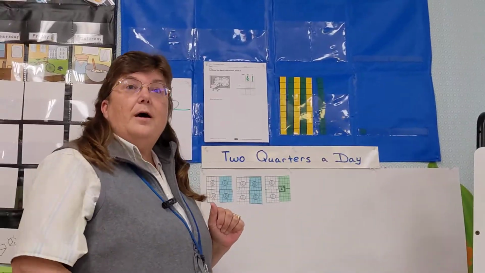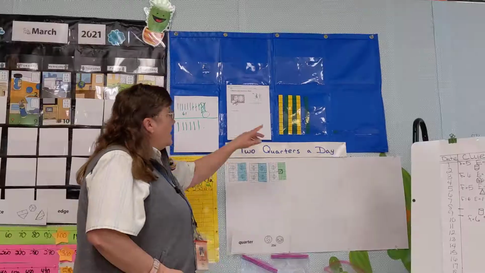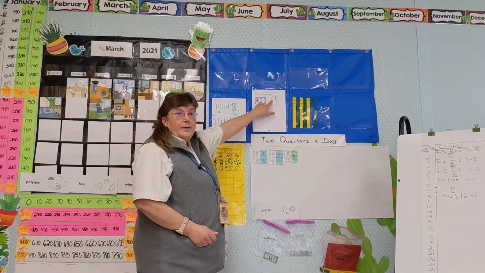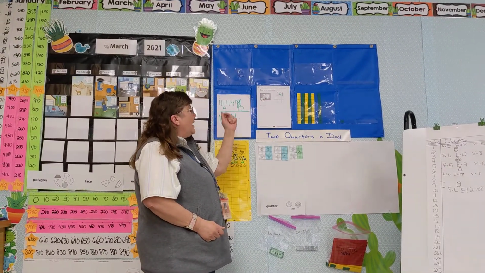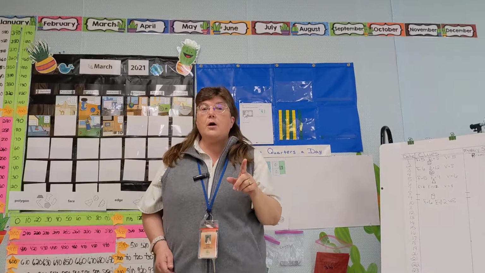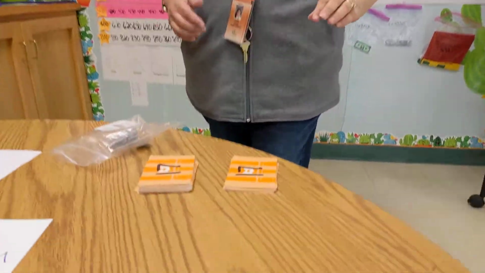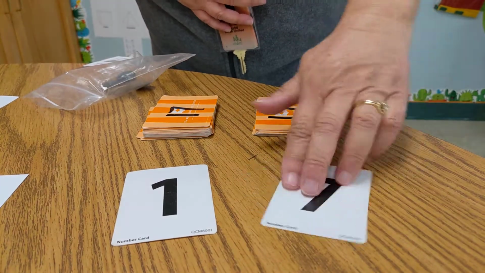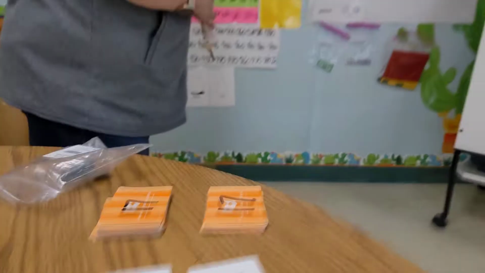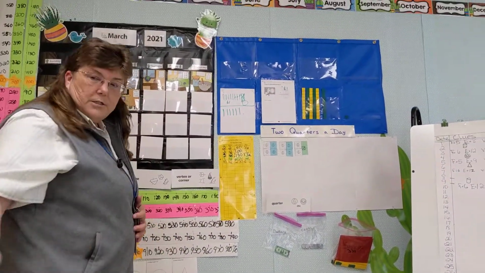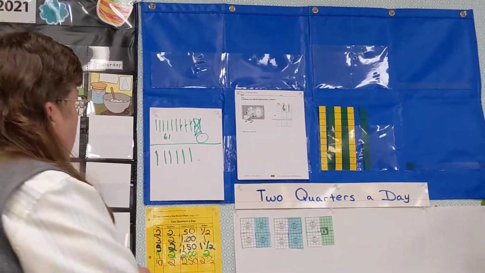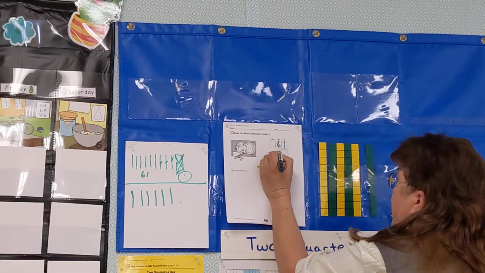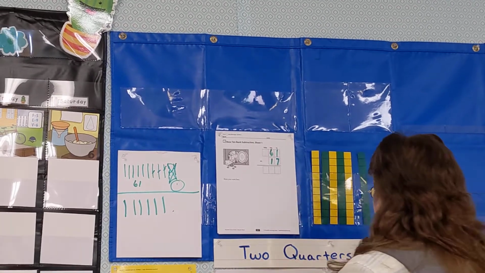Let's do a withdrawal. So we ended up with 61 yesterday when we subtracted our 38. Now I'm going to pull some cards and see how much we subtract today. We are going to be subtracting 17. Oops, I just saw my greens. I'm going to borrow this again. So I'm going to write 17.